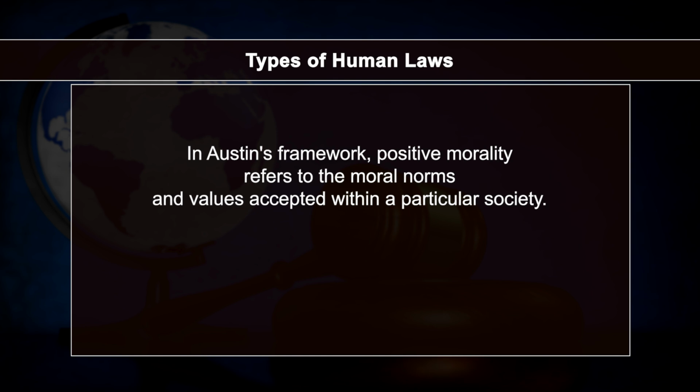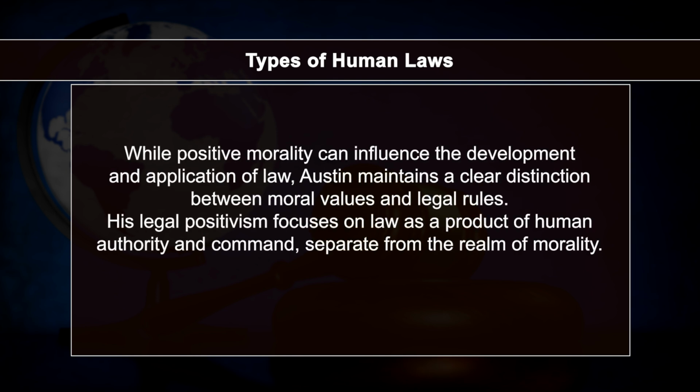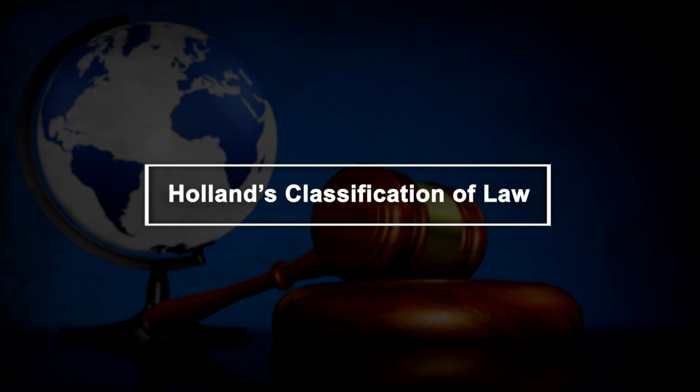In Austin's framework, positive morality refers to the moral norms and values accepted within a particular society. While positive morality can influence the development and application of law, Austin maintains a clear distinction between moral values and legal rule. His legal positivism focuses on law as a product of human authority and command, separate from the realm of morality. Last but not least, we will discuss Holland's classification of law.